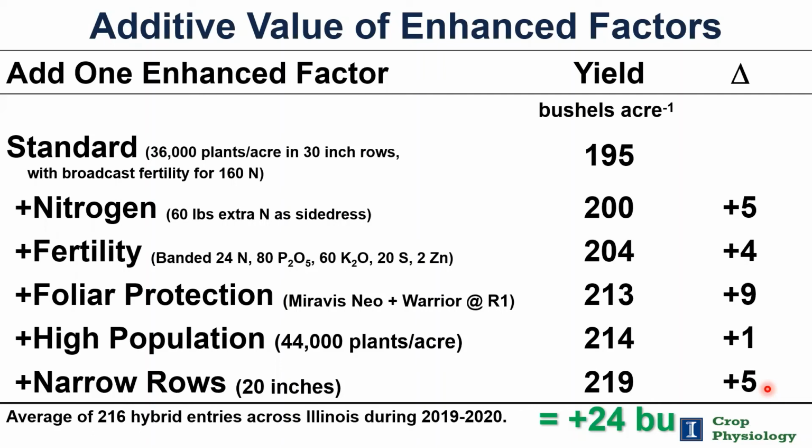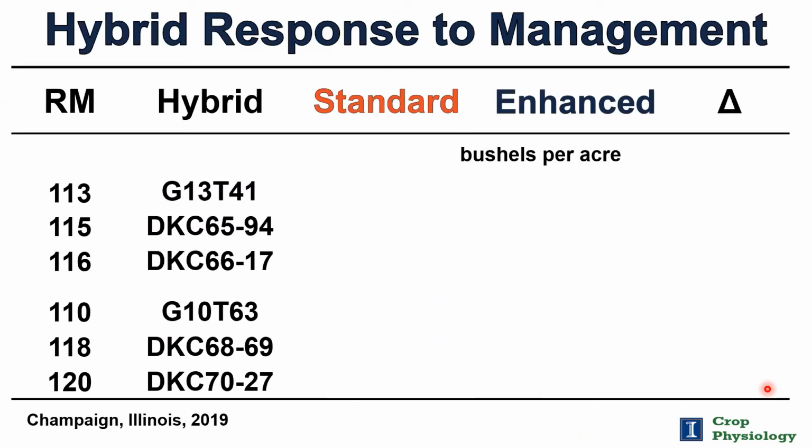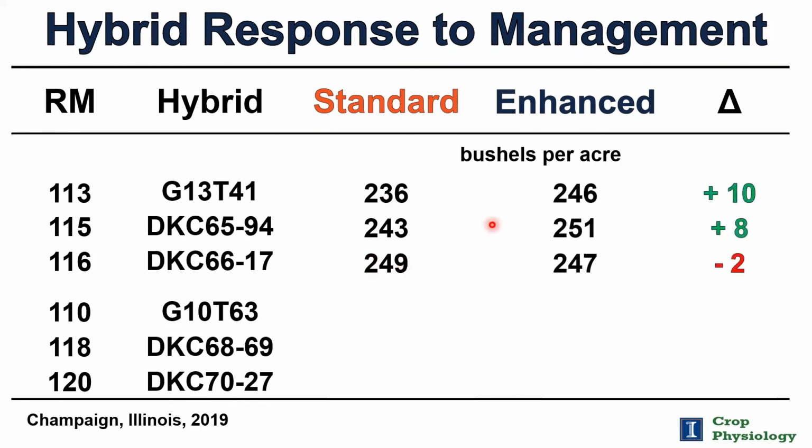When we introduce both racehorse and workhorse hybrids, we get a wide range in how these hybrids are going to respond to enhanced management. Here's an example of a subset of 6 hybrids, and I have their yields here under standard management. These hybrids yielded very well under standard management. This is in Champaign, Illinois in 2019, 236 bushels up to almost 250 bushels. And here's what these guys did in response to enhanced management. Only a max of a 10 bushel response. This guy actually statistically showed no response, or set it back a little bit, 2 bushels.